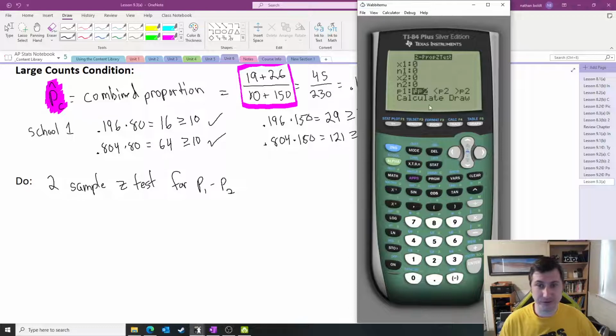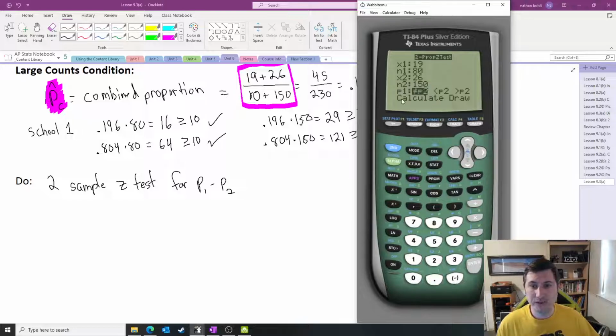And what does it ask us for? So it asks us to put in the data for the 2 samples. So our first sample, there were 19 out of 80. In our second sample, there were 26 out of 150.